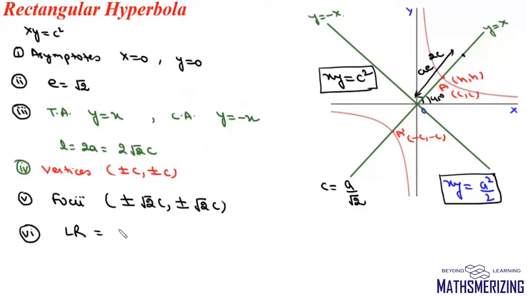Now the next one is length of latus rectum. So we know that for a hyperbola, length of latus rectum is 2b square upon a. Now in case of rectangular hyperbola, a and b are same. So it will be simply 2a, and a is root 2c. So length of latus rectum will be 2 root 2c.